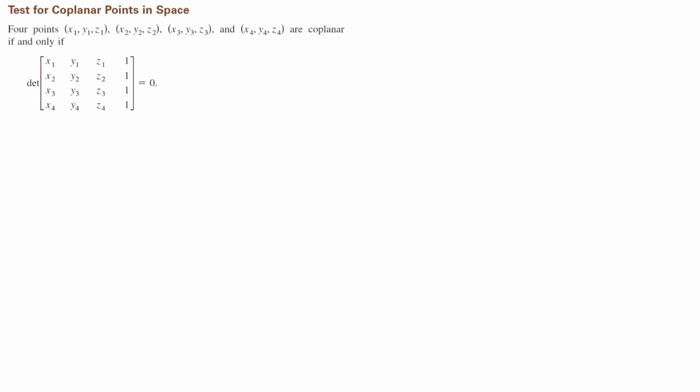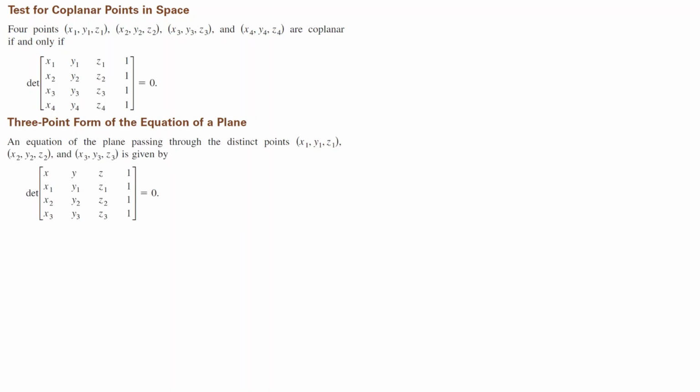So from here, we have now the test for coplanar points in space. Coplanar points are points in three-dimensional space that lie in the same plane. So for points, we have this, are coplanar if and only if the determinant of this matrix is equal to 0.